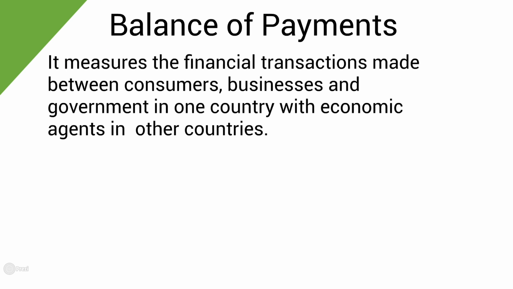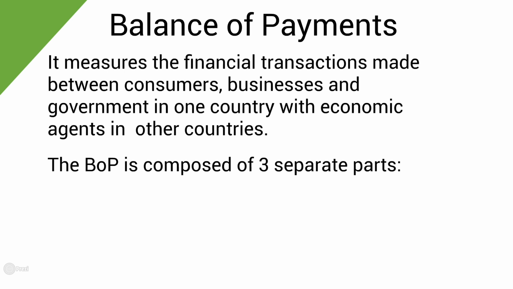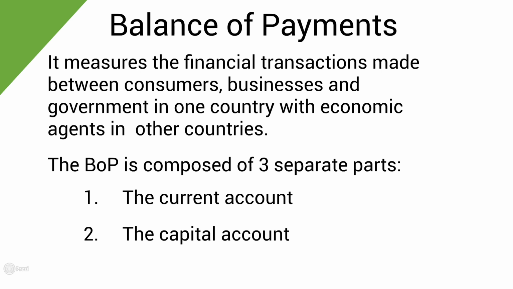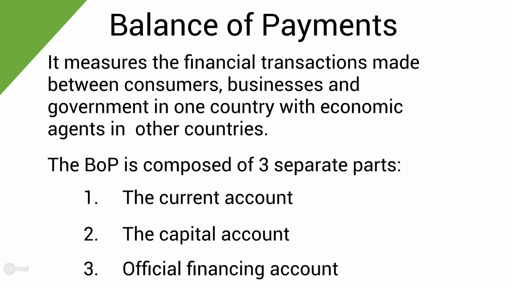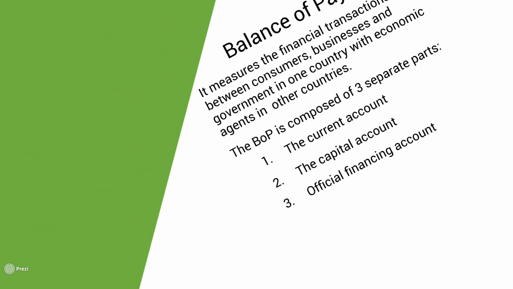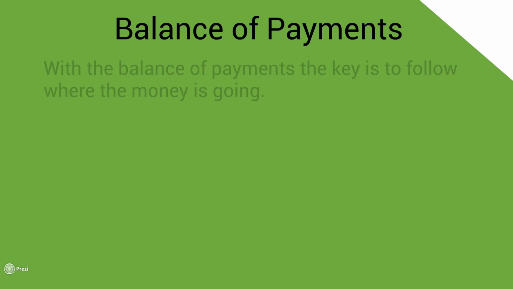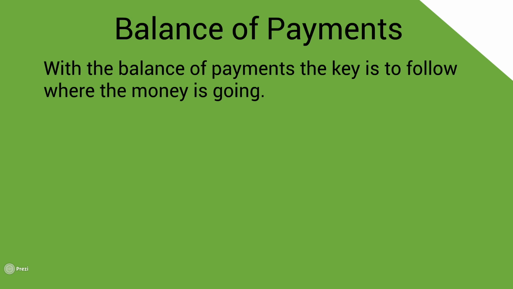The balance of payments measures the financial transactions made between consumers, businesses and governments in one country with consumers, businesses and governments in another country. The balance of payments is composed of three separate parts. The first part is the current account, the second part is the capital account, and the final part is the official financing account. With the balance of payments, the key is to follow where the money is going.